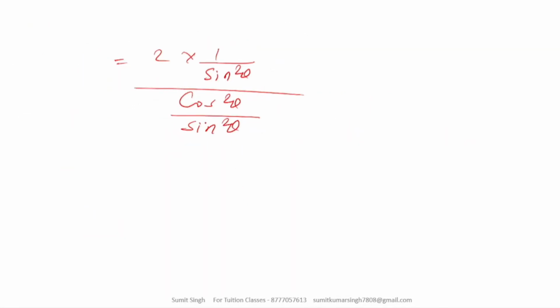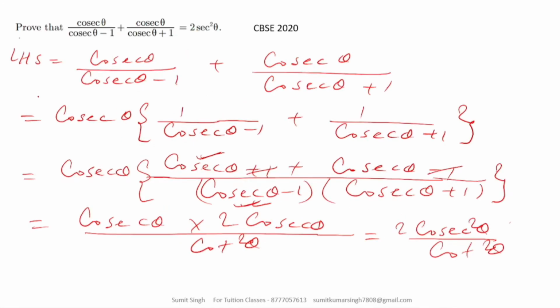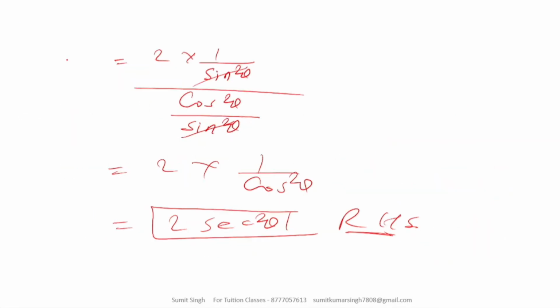So after further simplification, this sine square theta and this sine square theta cancel out. So basically we will have 2 times 1 by cos square theta, and we know that 1 by cos square theta is equal to sec square theta. That is our RHS, and this is what we had to prove. So in this way we can say that this LHS term will be equal to 2 sec square theta as the RHS term.